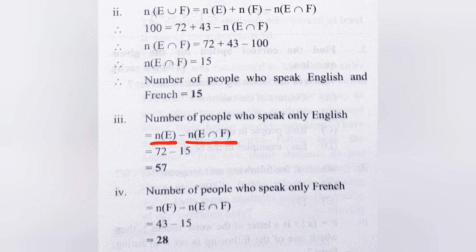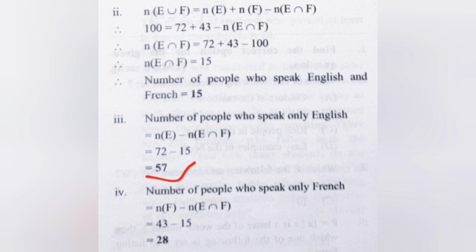And what we have to find? Only English. That means we will subtract number of E minus number of E intersection F. Okay, because E intersection F में कौन है जो दोनों बोलते हैं, बट हमें सिर्फ सिंगल इंग्लिश स्पीकिंग पर्सन फाइंड करना है जो सिर्फ इंग्लिश बोले. So that's why 72 minus 15 and we will get 57. Okay, so answer is 57. These are the number of people who only speak English.